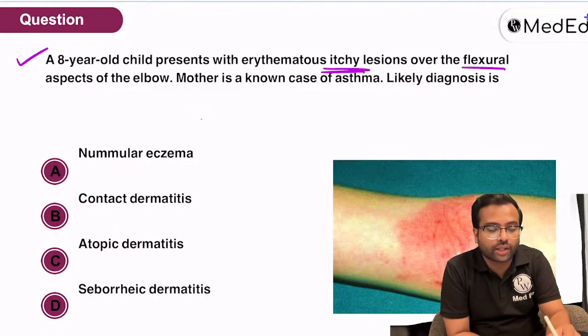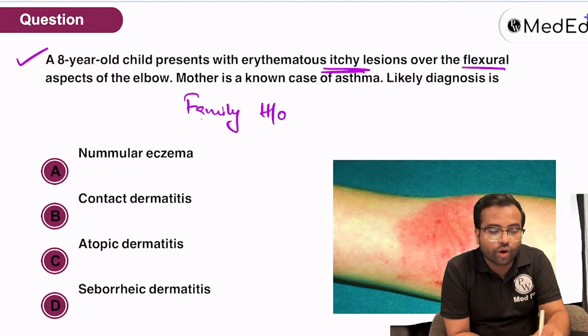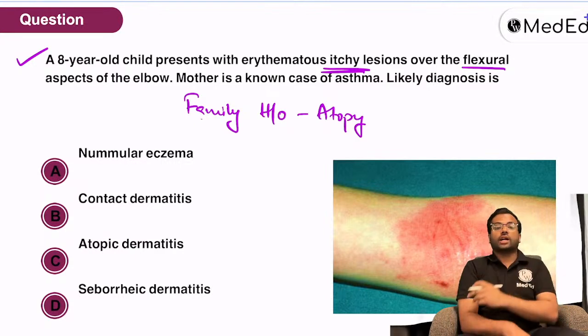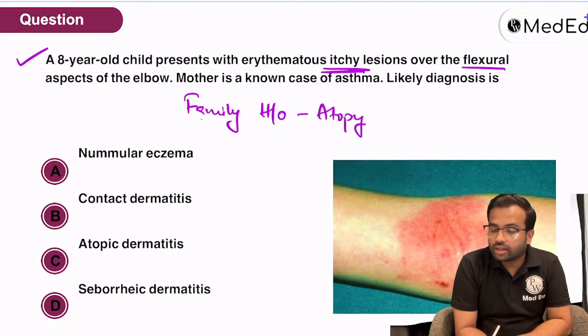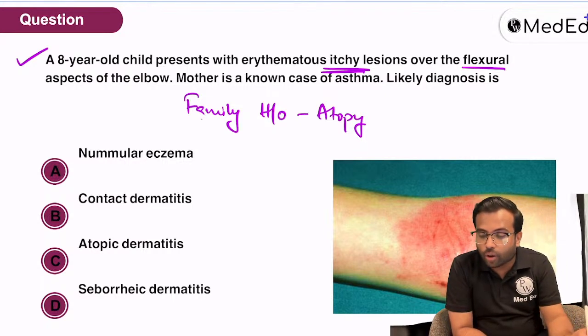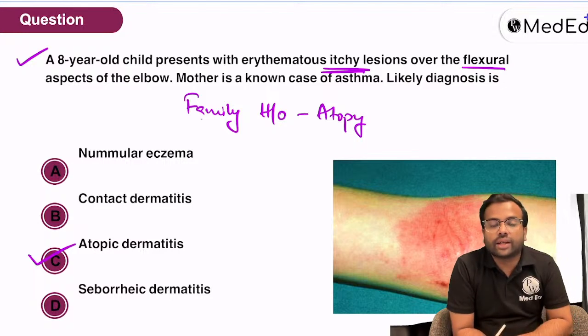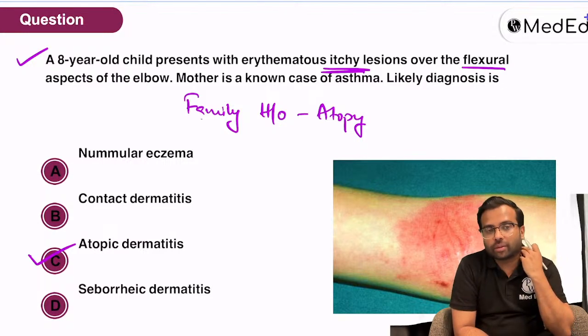Just to show that there is a family history of atopy, because there is a family history of asthma. What's the diagnosis? The diagnosis here should be atopic dermatitis. The diagnosis should be atopic dermatitis.